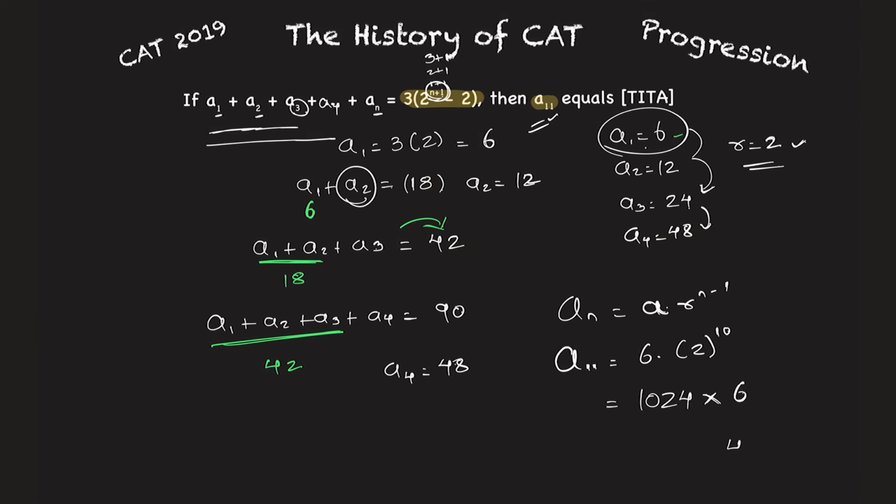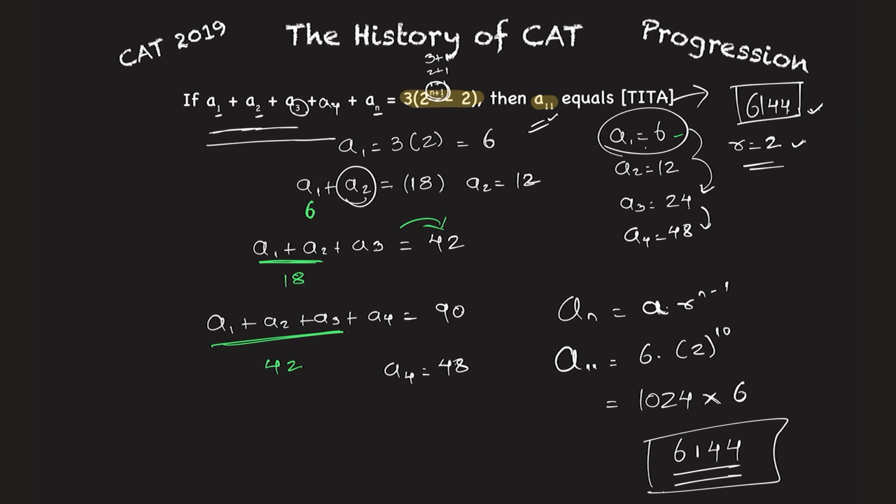6 4s are 24, 6 2s are 12, 13, 14, 1 comes down, 6 1s are 6. That's it. That is your final answer. So it's a TITA question. They'll give you a box and ask you to put the value. Put the value as 6144. That will be your final answer.